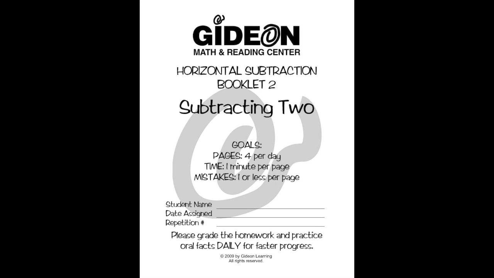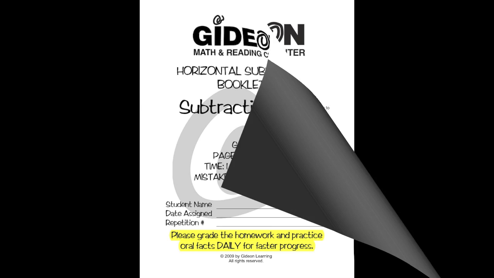This is horizontal subtraction 2, in which you will learn how to subtract 2. In this book, you will do 4 pages per day. Your goal is to do all 4 pages in 4 minutes or less with 4 mistakes or less. Have your parents grade your homework and practice oral facts every day for faster progress.